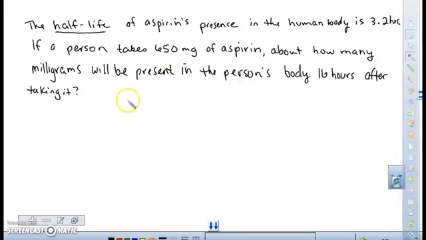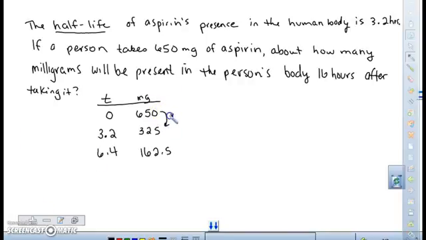Okay, so we're going to start out with 650 as the initial amount. And so after 3.2 hours, we're going to only have half of that. That's what half-life means. So we're going to do 650 divided by 2. So we have 325. All right, and we want to get up to 16 hours. Now we could do this again. Another 3. Oh gosh, so we're multiplying by 1/2 every single time.